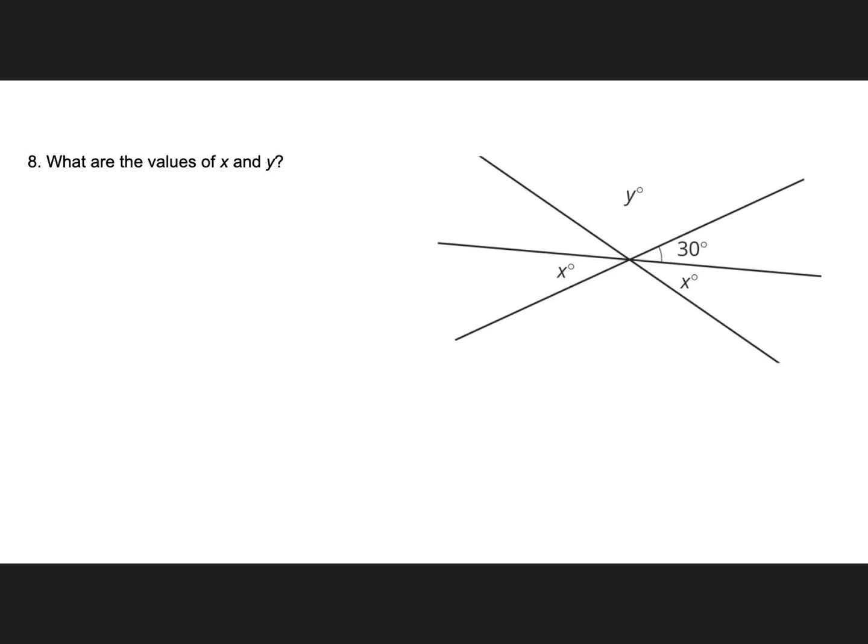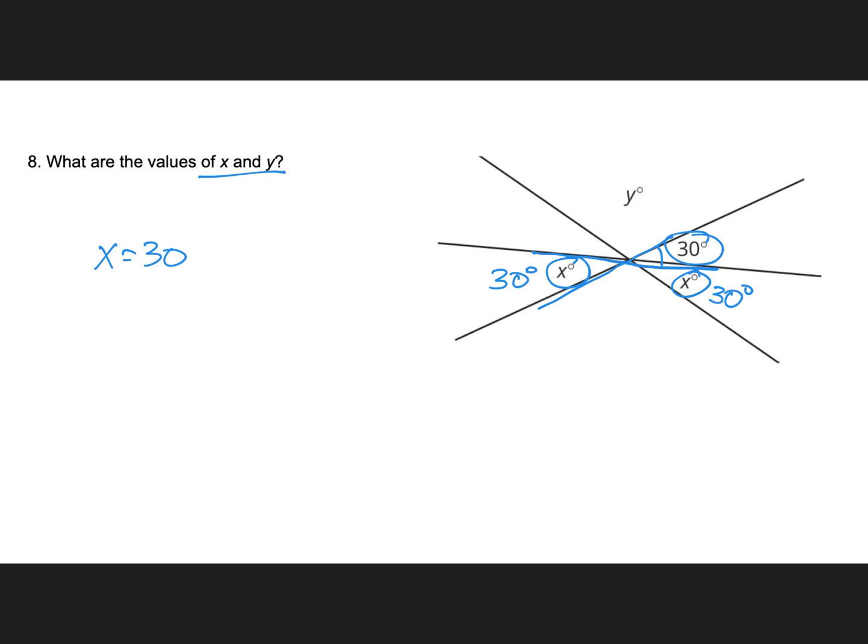All right, finally, the last question of the summative is this one. What are the values of x and y? So if this angle is 30 and it's made up of 2 lines that look like that, they're called vertical angles. This angle will also be 30 degrees. And now I know that x equals 30. So this x is also equal to 30 degrees.